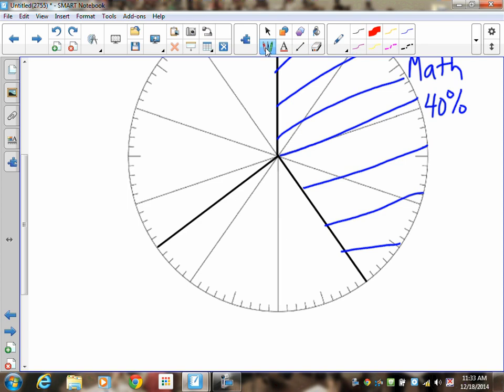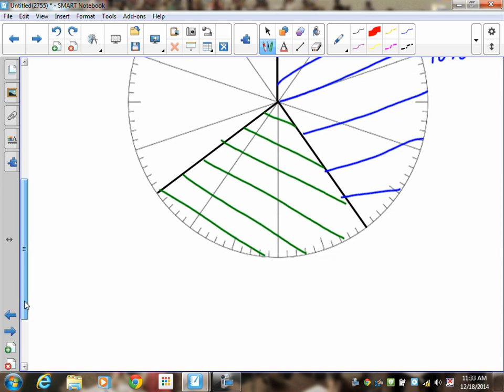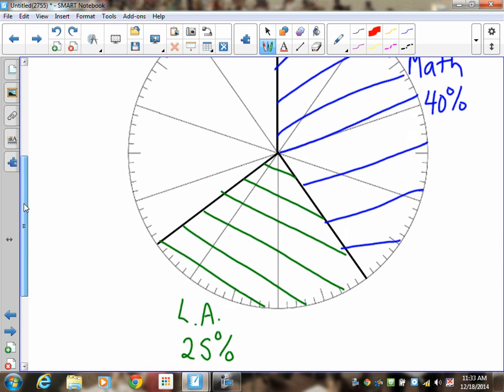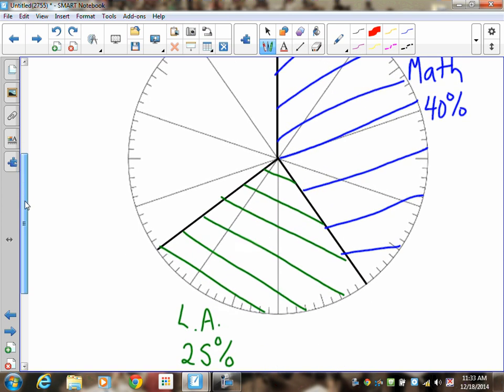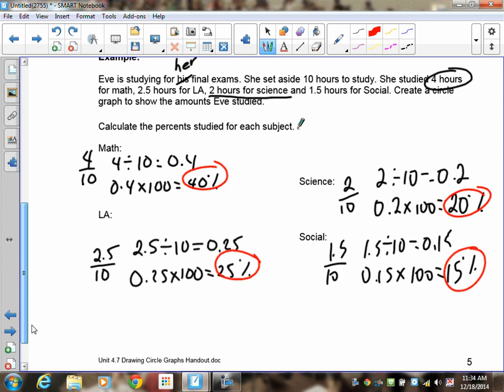And this part here, cross-hatch it just slightly different. And if I go back to what I was doing here, this is LA. It is 25%. The part which says LA 25%, that's referred to as a label. So I've got the 40 and the 10 for math, and I've got the LA, which is 25. The next step is to go back and pick up the second last piece. Science is 20%, and social is 15.